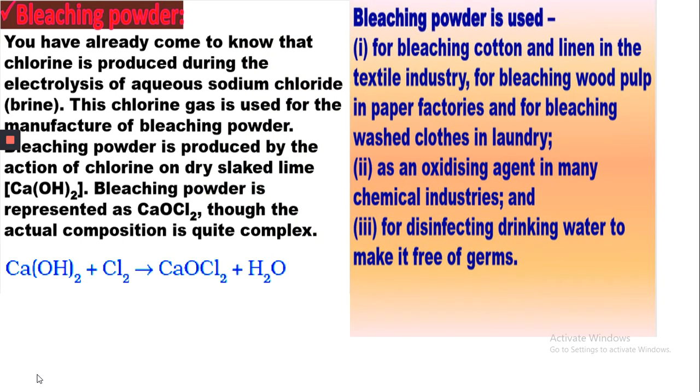What are the uses of bleaching powder? This is used for bleaching cotton and linen in the textile industry, for bleaching wood pulp in the paper factories, and for bleaching washed clothes in laundries. As an oxidizing agent, it is used in many chemical industries, and it is used as a disinfectant for drinking water to make it germ free.